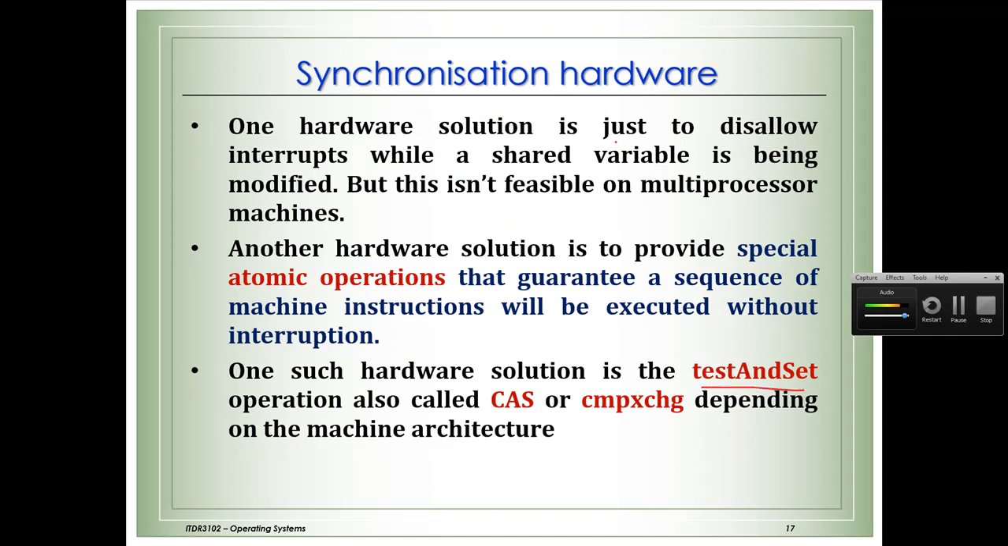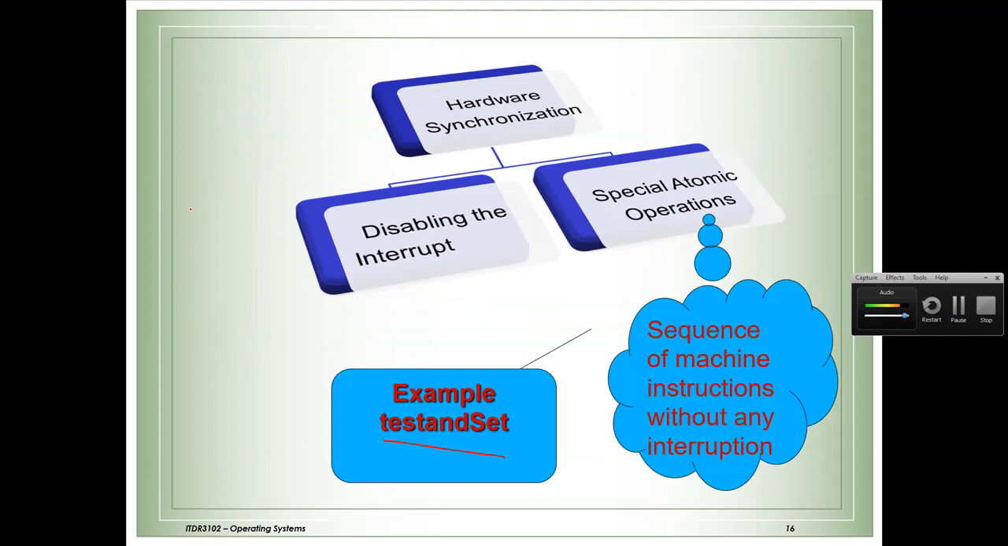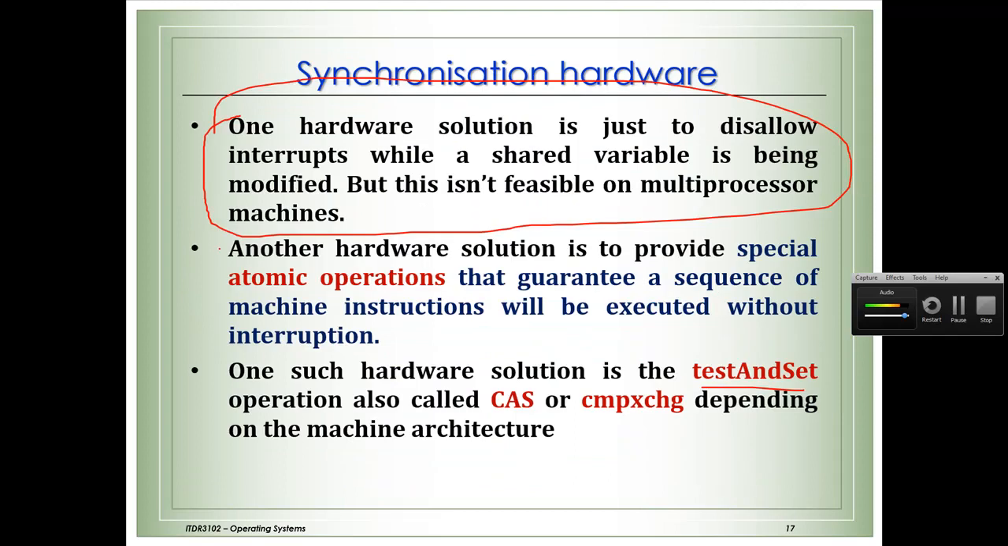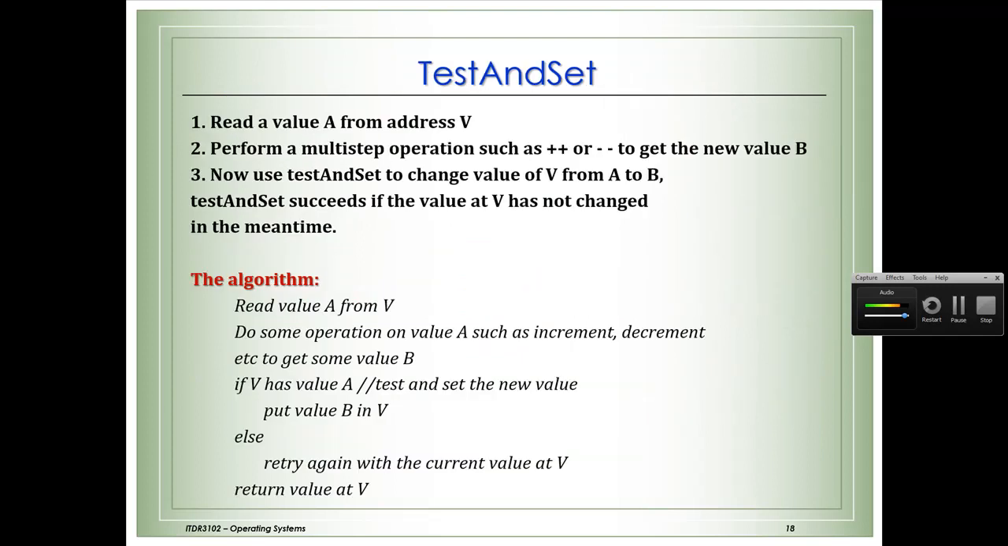So one hardware solution is just to disallow interrupts, which we discussed before, but this is not possible on a multiprocessor system. We have already discussed this. Another hardware solution is to provide special atomic operations that guarantee a sequence of machine instructions will be executed without any interruption. Example, the test and set algorithm or the compare and exchange algorithm. Let us discuss one such algorithm, test and set.